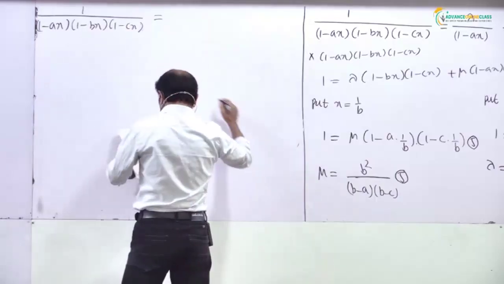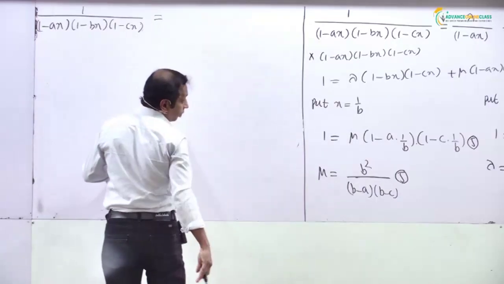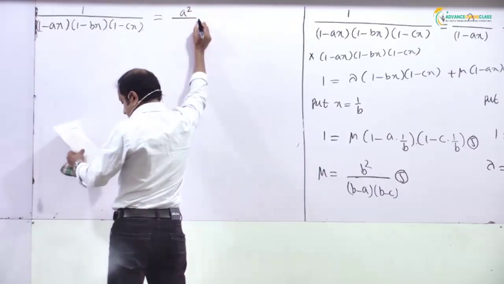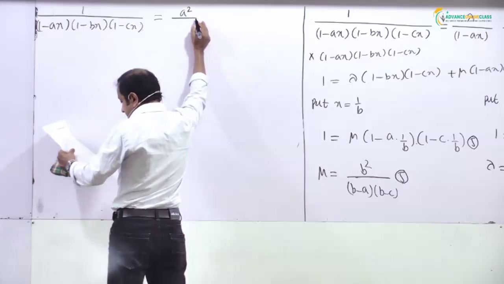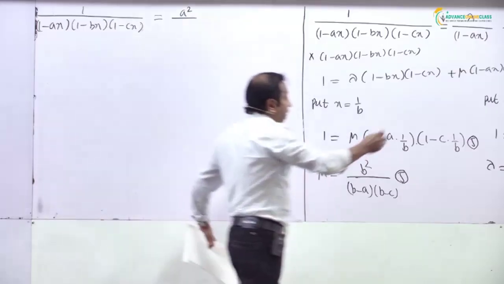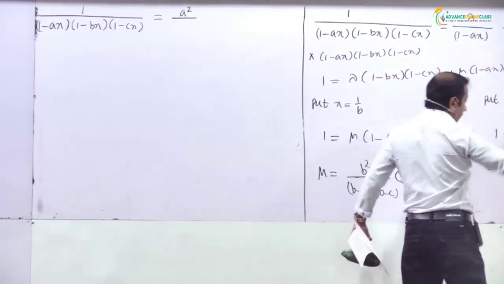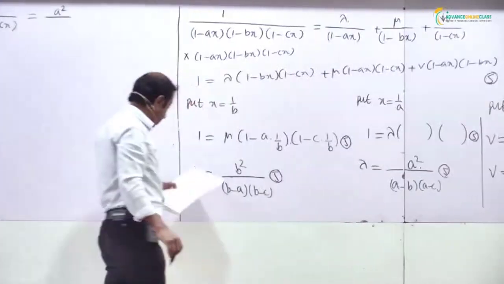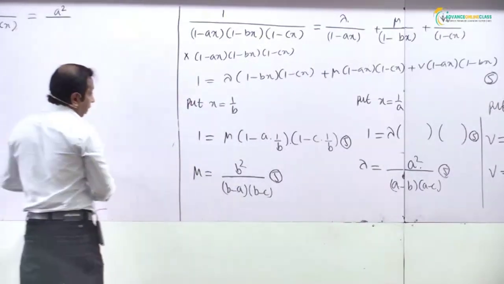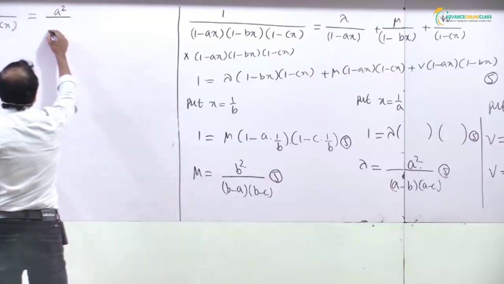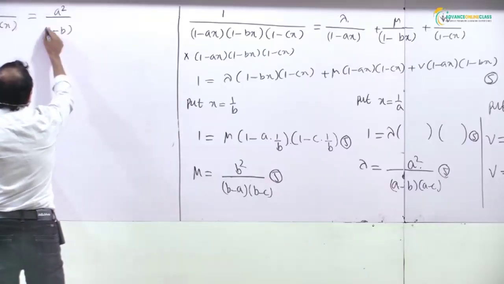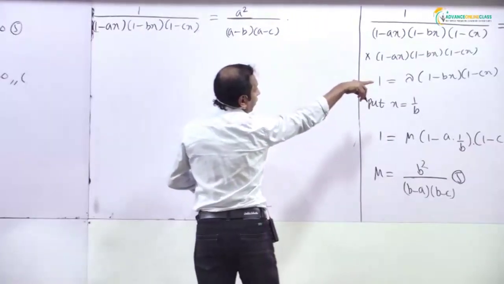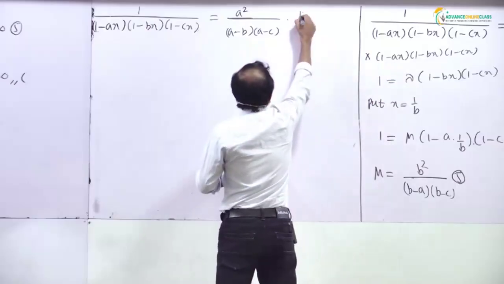lambda, this answer. Then we get a squared divided by a minus b, a minus c. For the lambda, we substitute this answer here. That is the lambda value, and this is 1 over 1 minus ax.